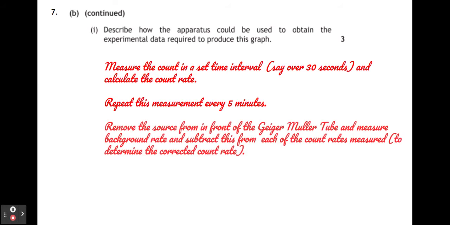The last thing we would do in order to get a corrected count rate is remove the source from in front of the Geiger-Müller tube and measure the background count level. We would then subtract that from each of the previous measurements to get the corrected count rate.